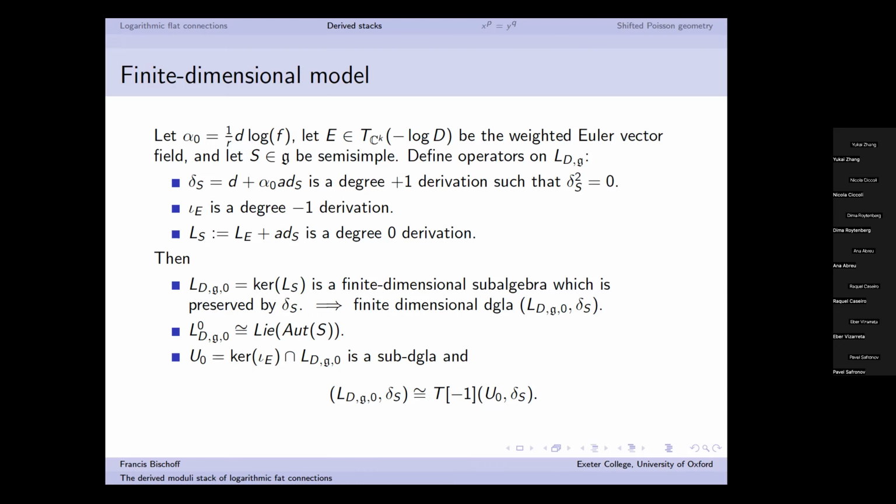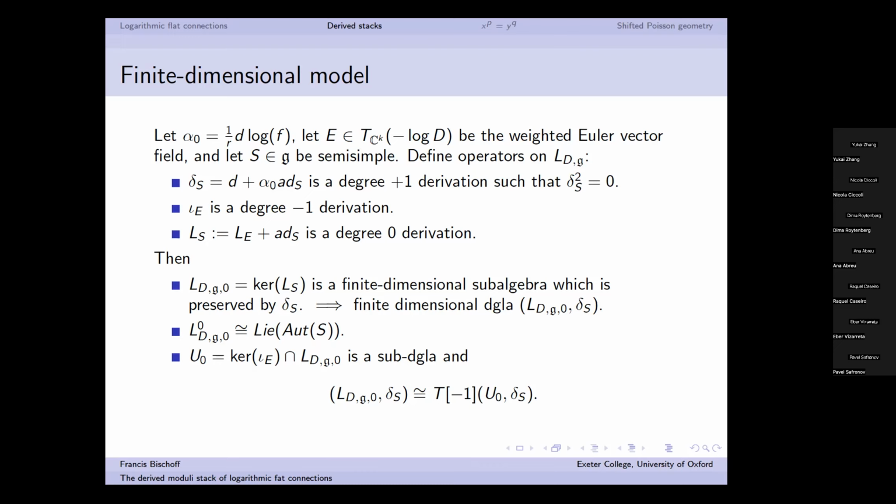Remember, we have these three structures. We have this one-form alpha naught, which is d log f. We have this Euler vector field E, and we have this semisimple element S. And we can define three operators on the DGLA. The first, delta_S, is D plus wedging with alpha naught and bracketing with S. That's a degree +1 derivation that squares to 0, so it's a differential. The second is the interior multiplication with the Euler vector field. That's a degree -1 derivation. And then L_S is the sum of the Lie derivative in the direction of E plus the operation of bracketing with S. That's a degree 0 derivation.